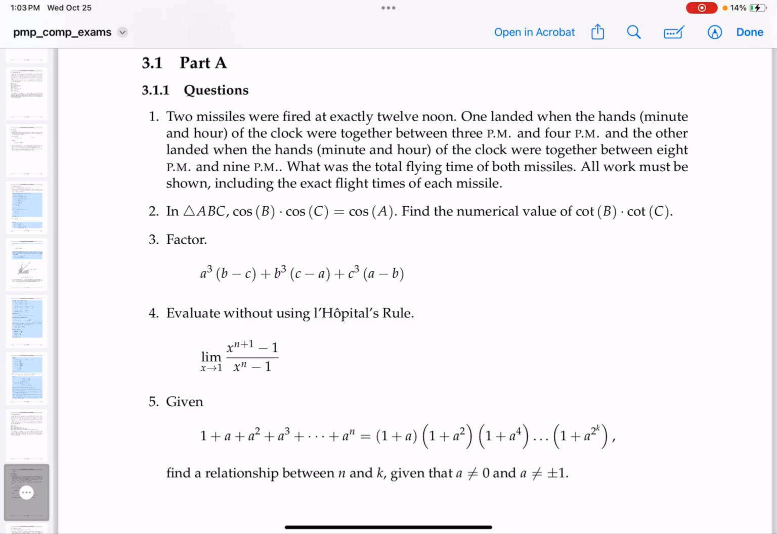Okay, this is number one. Two missiles were fired exactly at 12 noon. One landed when the hands, that's the minute hand and hour hand, of the clock were together between 3 p.m. and 4 p.m. The other landed when the hands, the minute and the hour hand, of the clock were together between 8 and 9 p.m. What was the total flying time of both missiles? All work must be shown, including the exact flight times of each missile.